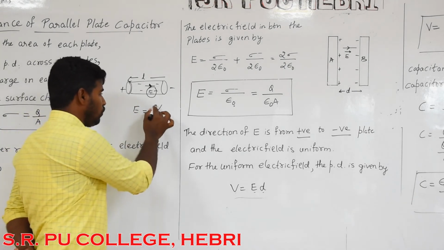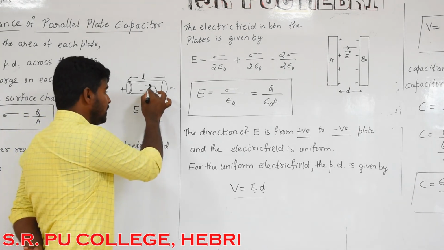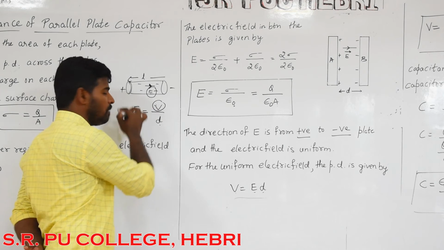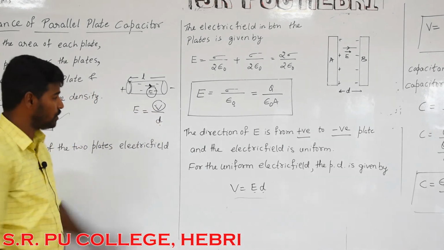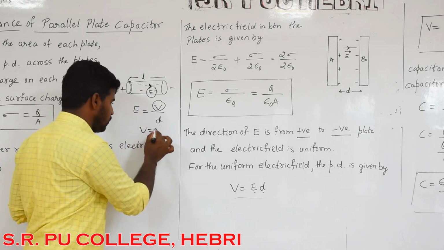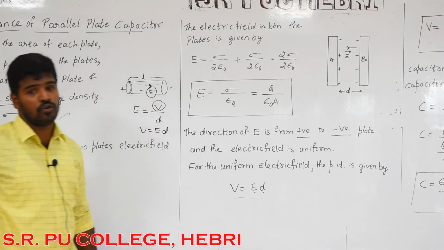Therefore E is equal to V by D. The electric field inside the conductor is because of an external potential. E is equal to V by D. Therefore, by rearranging the equation, we get V is equal to E times D.